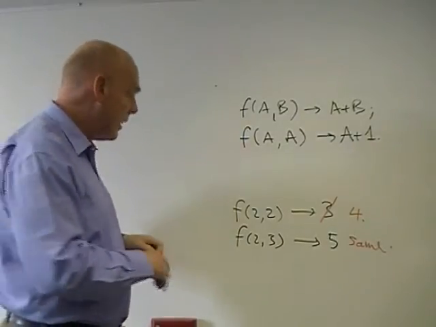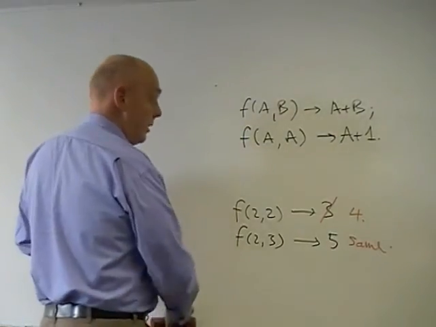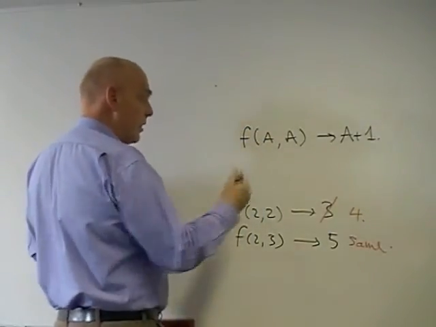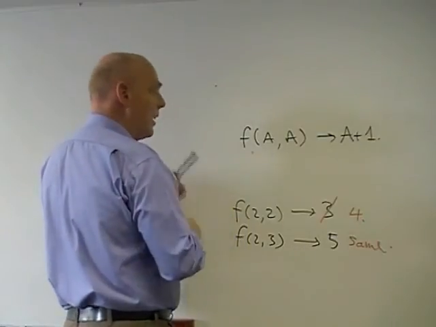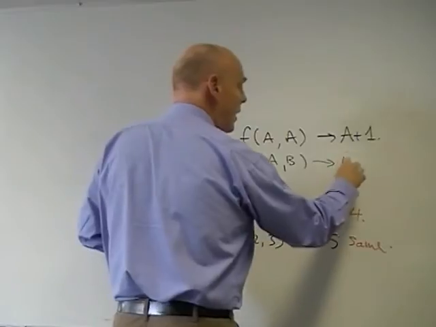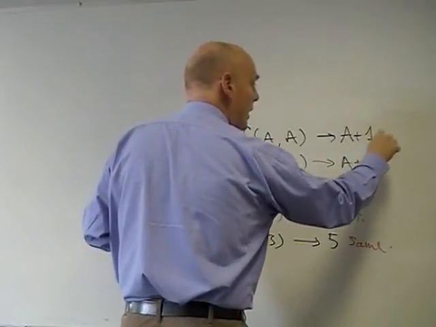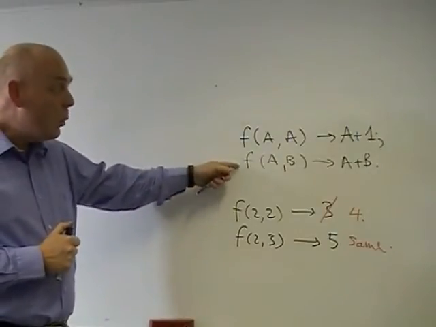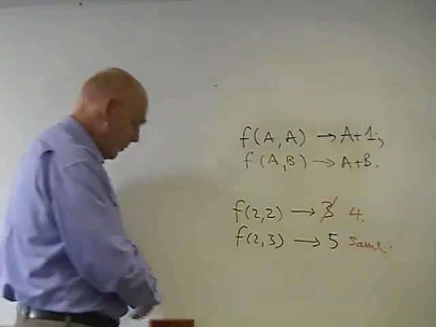And it's nearly always the case that you put the most specific cases first. So you do the case where the two arguments are equal first, and then only the case where they're different second. The general case will be the case where they are different.